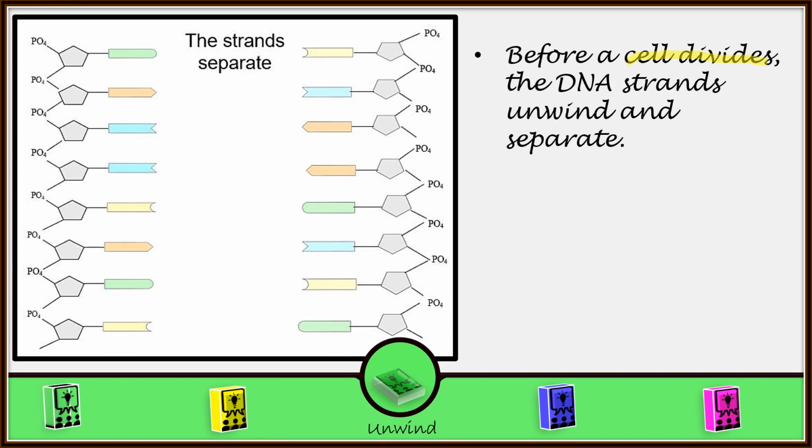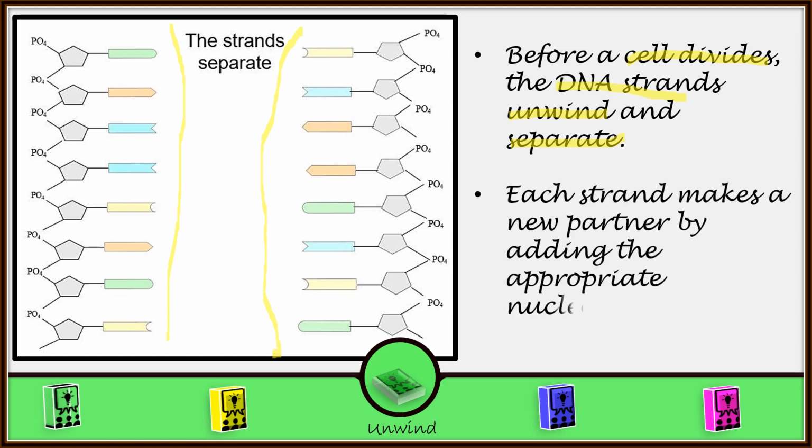Before a cell divides, the DNA strands unwind and separate. Previously we talked about cell division, but before cell division takes place, the DNA strands will unwind and separate. For example, here you are seeing the two strands have been separated. That is during the unwinding, and then they separate, when the cell is undergoing cell division.